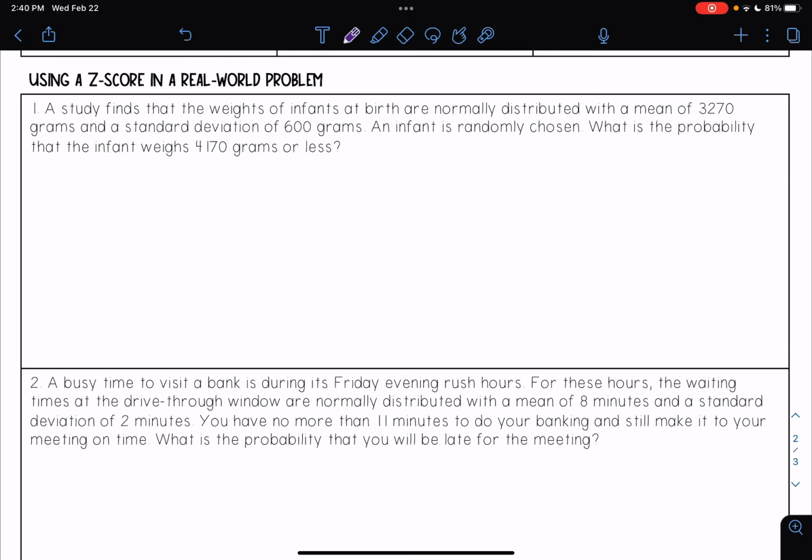Okay, so here to find that probability, we want to use a standard normal table. But in order to use a standard normal table, I have to have a z-score. And so my first step here is to figure out what my z-score is. I know that the formula is z is equal to my x value minus my mean, divided by my standard deviation. Well, I need to figure out what my x is, my mu is, and my sigma.